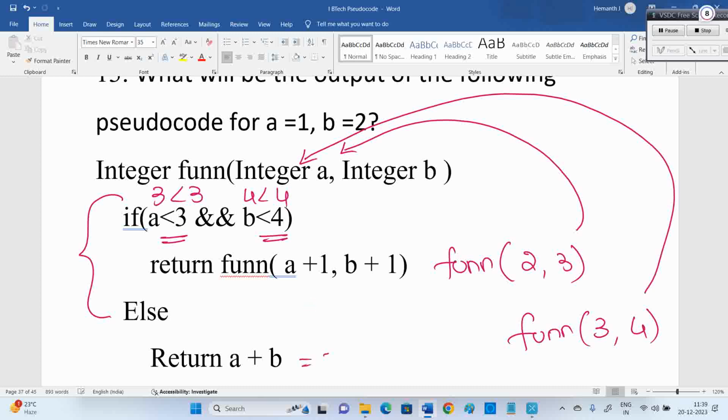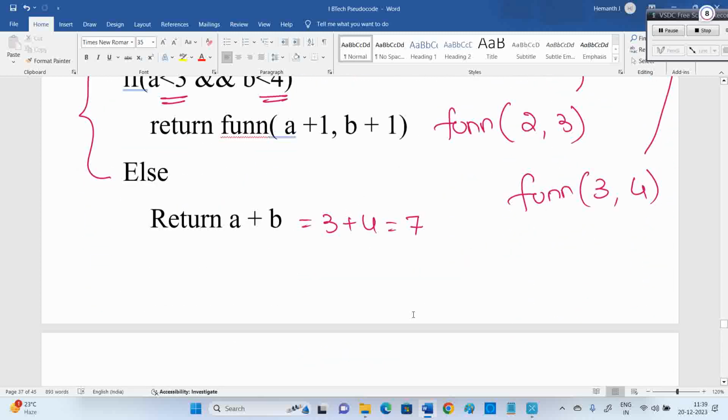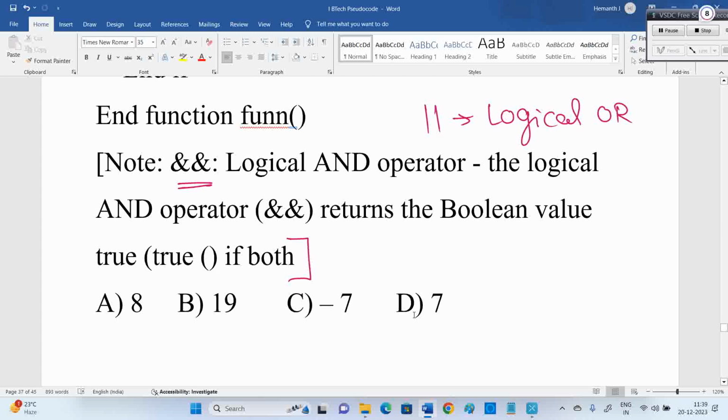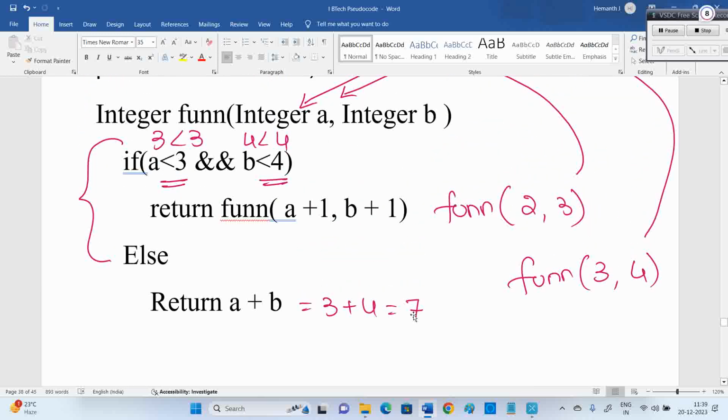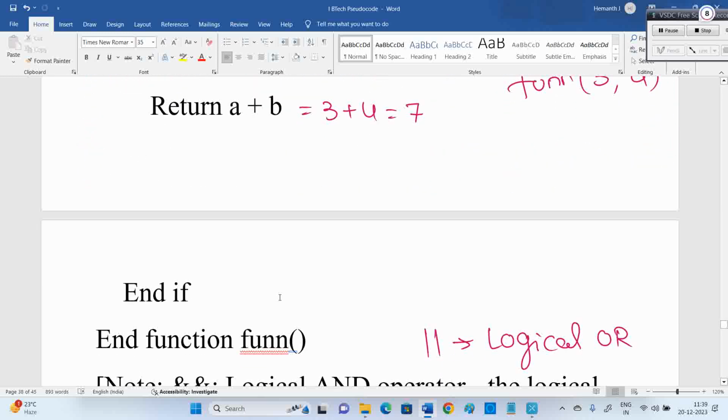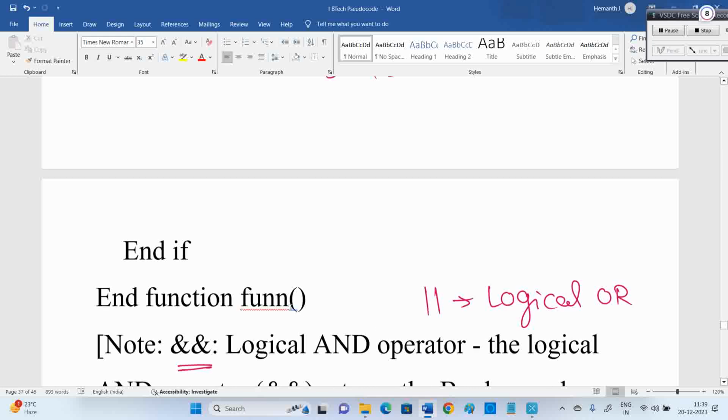What is A plus B? 7 now. For which one is it 7? For function of 3 comma 4, 7. For function of 2 comma 3, see, if you keep going, finally what's the result? You have options 8, 19, minus 7, 7. Which one do you check? So this is what you returned. Okay, end if, end that function. We are ending that.